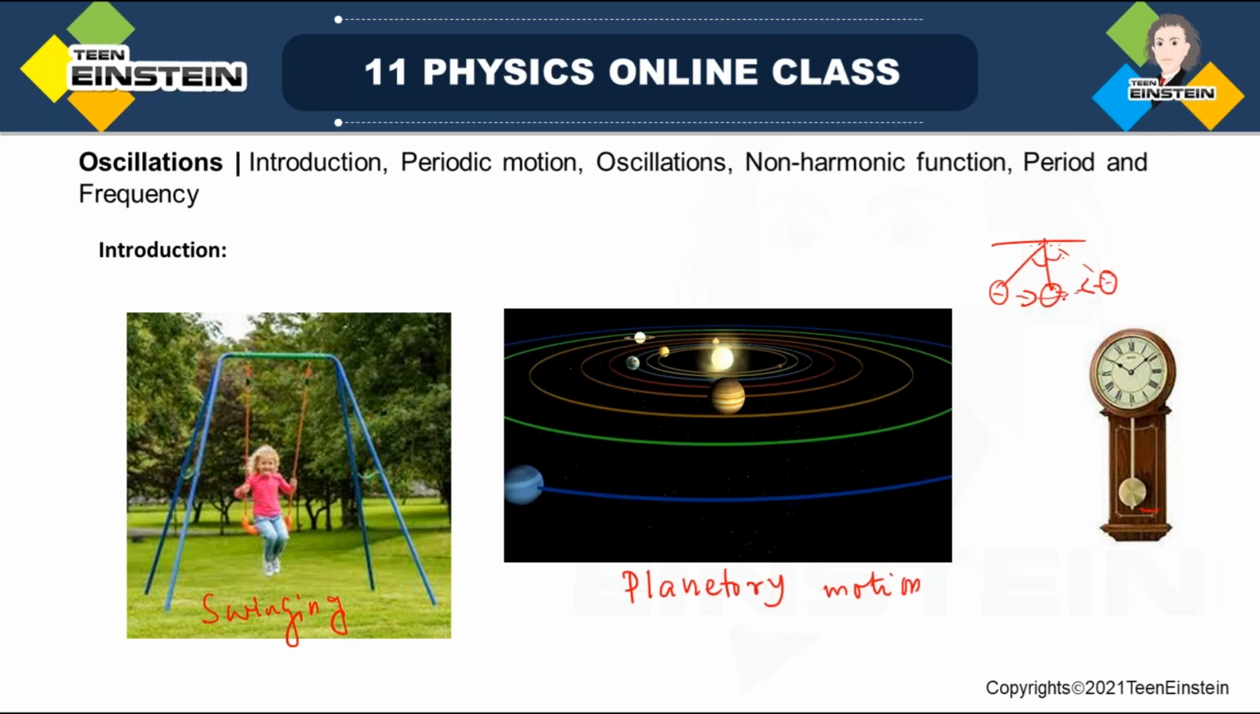You can go to here, and then come back to the mean position and go here like that. So suppose AOB, it goes back and forth along this AOB path. Okay, this is a repetitive motion. So these kinds of motions are called periodic motions.